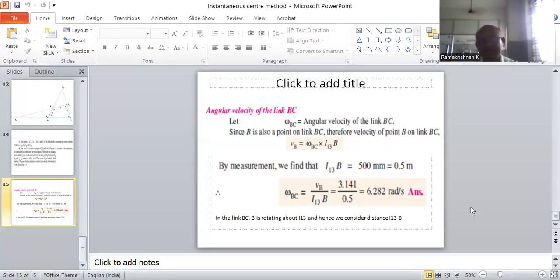One more consideration is that, compared to the relative velocity method, the instantaneous center method will be time consuming if the number of links exceeds 4 links. That is the only problem; otherwise it is quite easy. So in this session, we have solved one simple problem by using the instantaneous center method. Thank you, students.